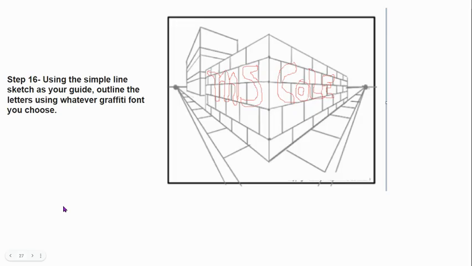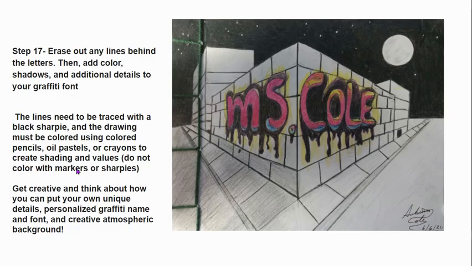Using the simple line sketch as your guide, outline the letters using whatever graffiti font that you choose. It could be block letters, it could be bubble letters, whichever you prefer. Finally, erase out any lines behind the letters, then add color, shadows, and additional details to your graffiti font.